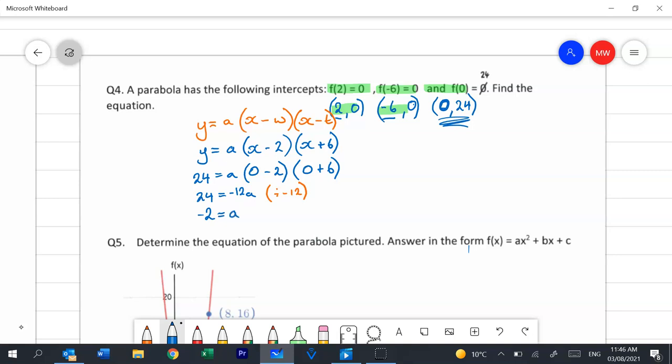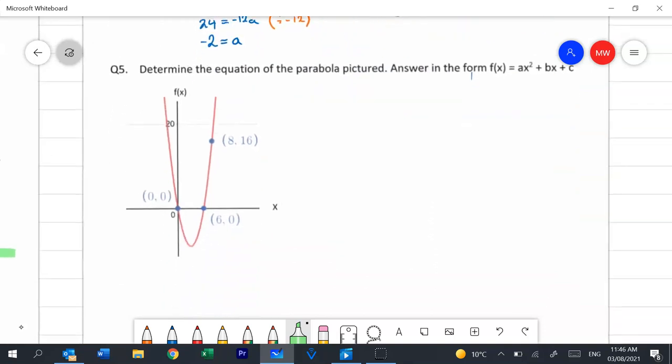Now all you need to do is write out our equation. So y equals our a value of minus 2, and then we go back to this part of the equation here, and we write it in. Oops, in blue, not green. x minus 2, x plus 6, and we've written our equation. Alrighty.